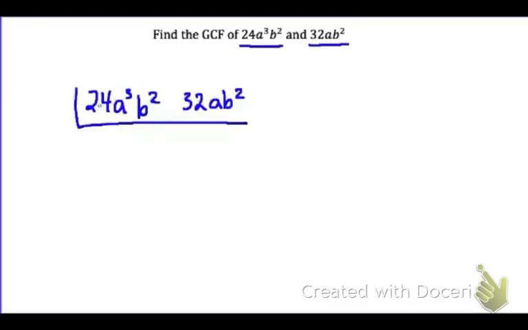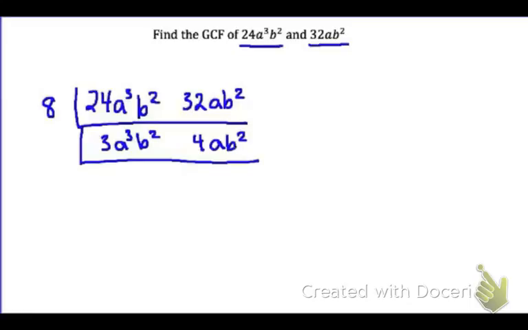I'm going to focus on the numbers first, 24 and 32. I know 8 goes into both of those, leaving me with 3a cubed b squared and 4ab squared. Now I'm going to look at the variables in this case. So I'm going to look at the a's first. So I have a cubed on the left and just a on the right. I know a can be taken out, so I'm left with 3a squared b squared, and 4, the a's have been canceled out, b squared.